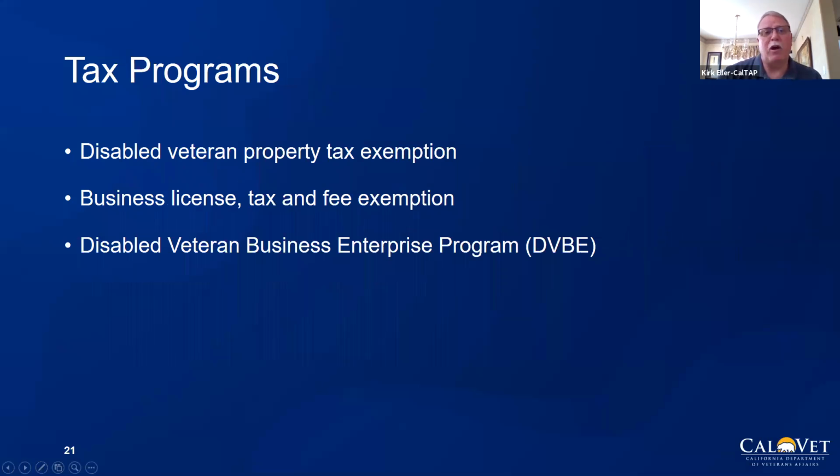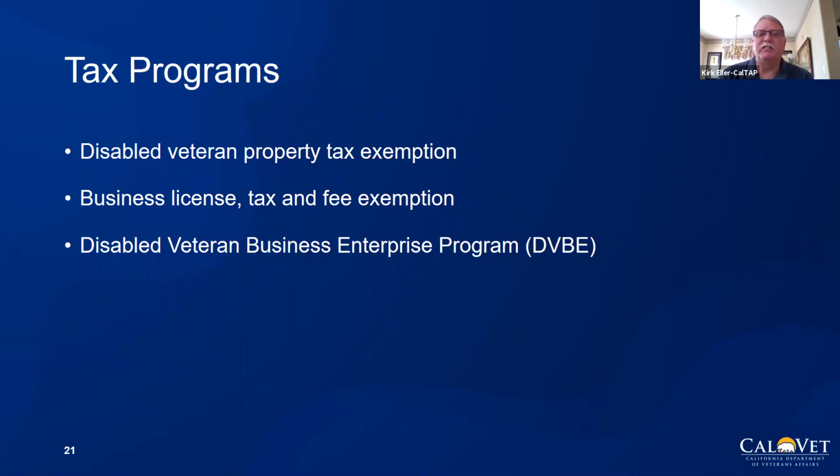Tax exemption programs. For the disabled veteran property tax exemption, you would need to call your local county assessor's office to find out what the actual tax exemptions would be based on where you reside, which county you reside in. So I highly encourage you to contact them and find out who's eligible and what the benefits and the exemption would be. The same thing applies to the business tax exemption. You would need to contact the county for that exemption.